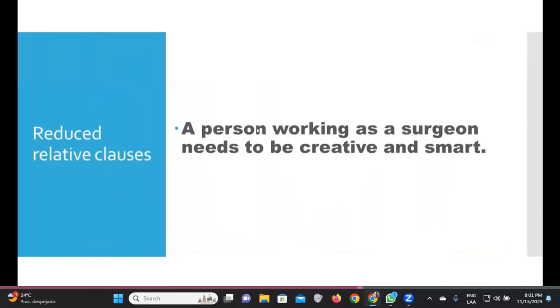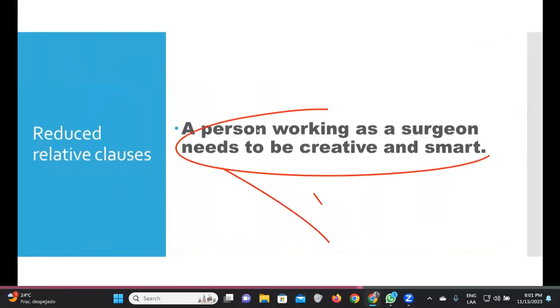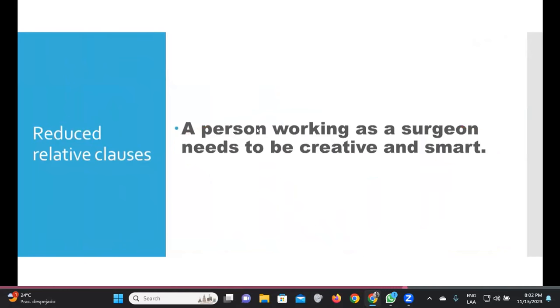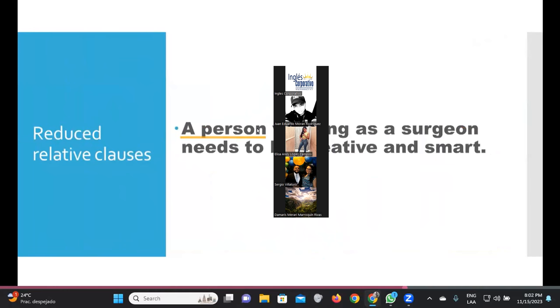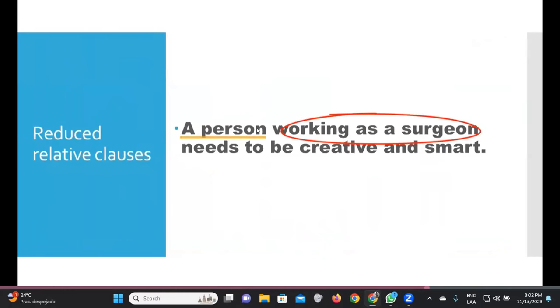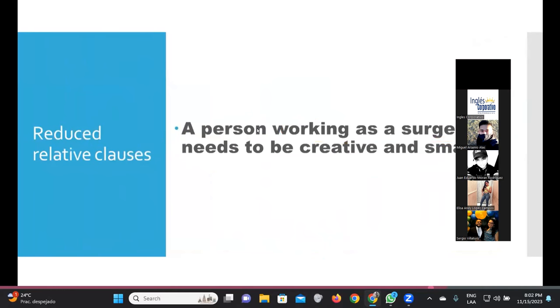Once a relative clause is reduced, it becomes an adjective phrase. It is bound within a noun phrase and defines and describes that noun phrase. A person (noun phrase) working as a surgeon (adjective phrase) needs to be creative and smart. These adjective phrases must come immediately after the noun they are describing. They are not separated by commas.